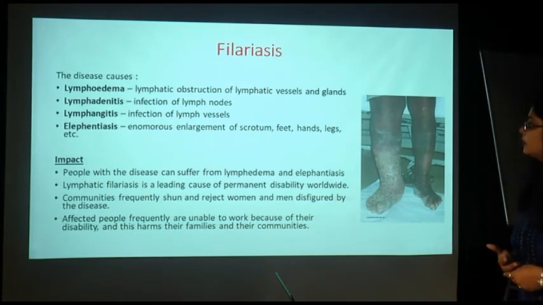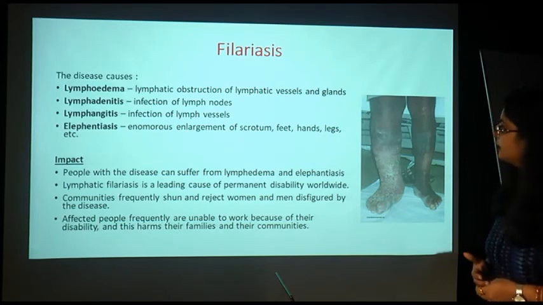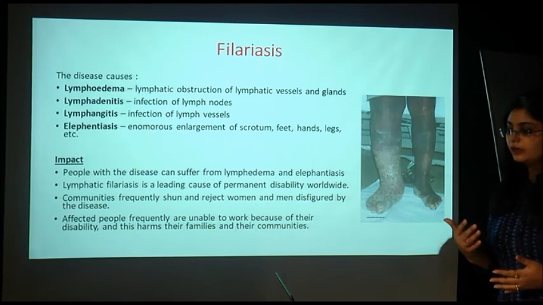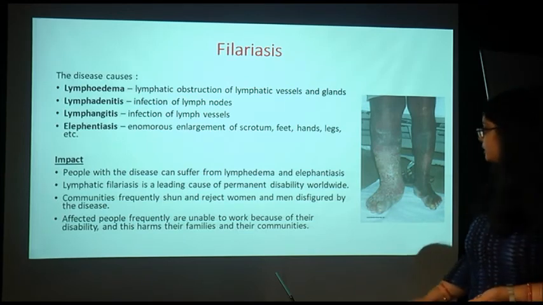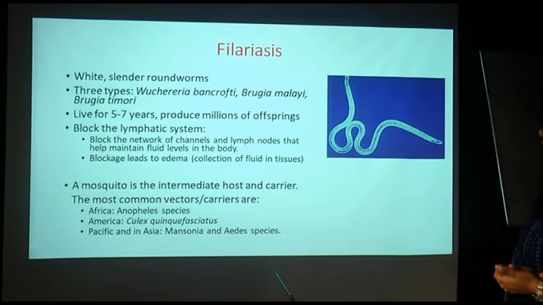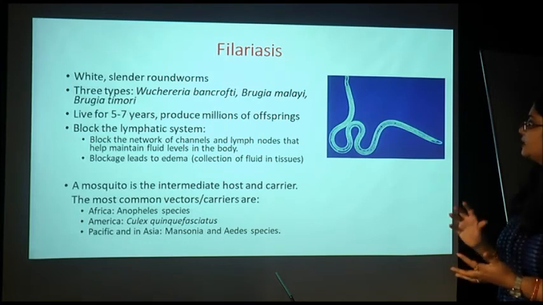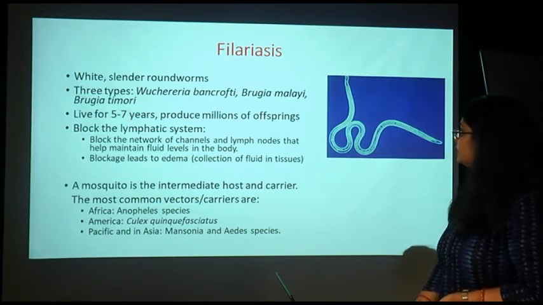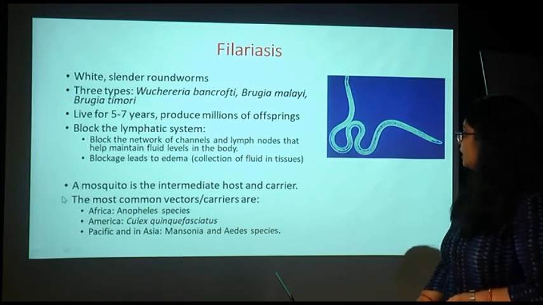Now impact. People with filariasis are usually shunned away, okay. So this affects the livelihood of people. Next, let's talk about the causative organism, which is Wuchereria bancrofti. These are white, slender roundworms. They live for about 5 to 7 years and they block the lymphatic system.